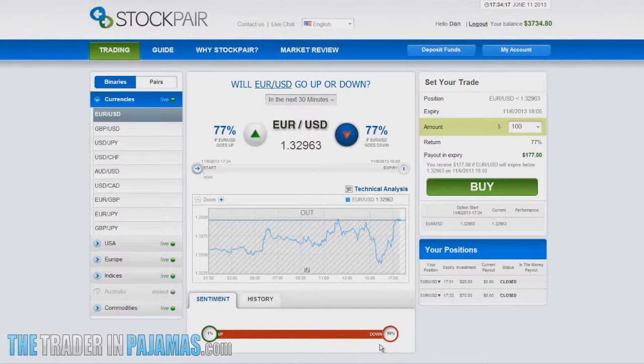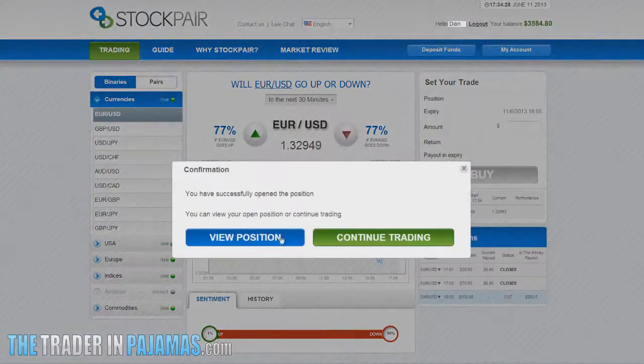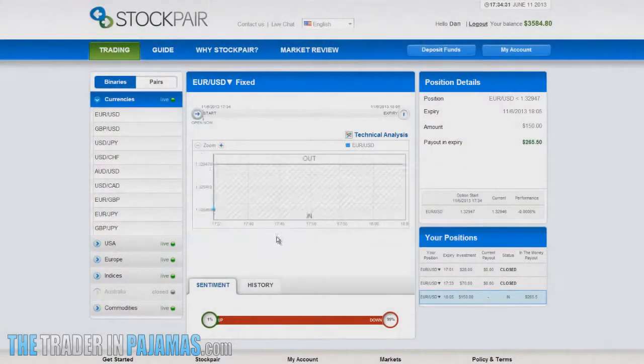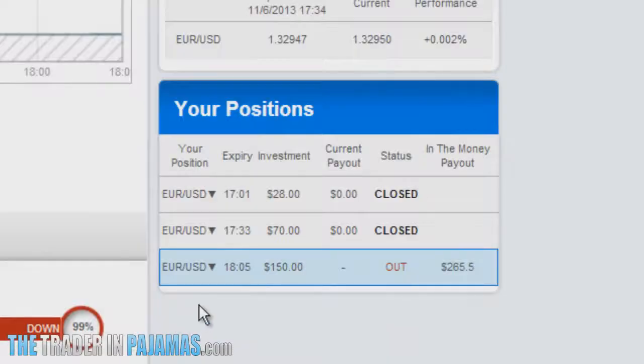As you can see, 1% of traders are saying it's going to go up, and 99% are saying it's going to go down. This is a great split. So we'll click on the down put button. We'll enter the amount of $150. That's our step 4. We'll click buy. We'll hit view position, and we're on. We'll look over here and we can see we've got a $150 trade open.